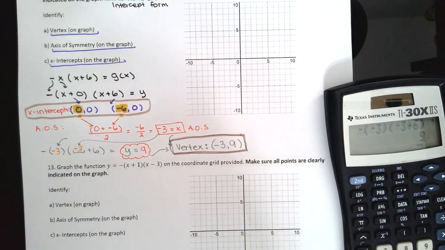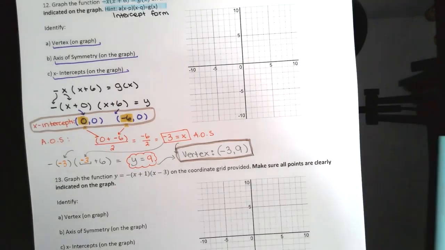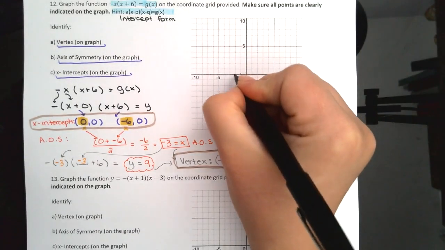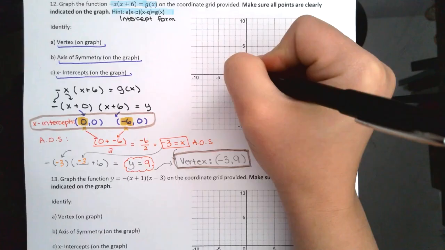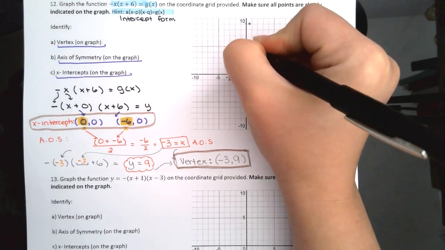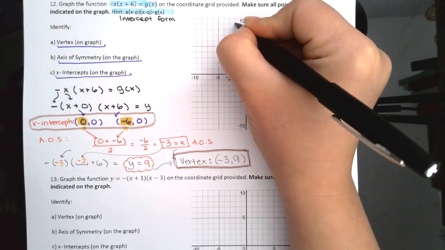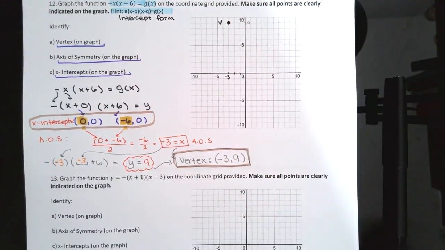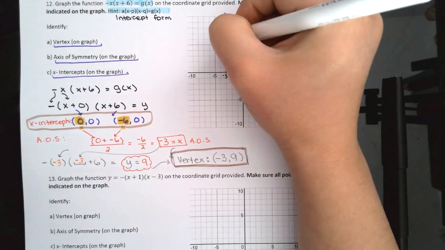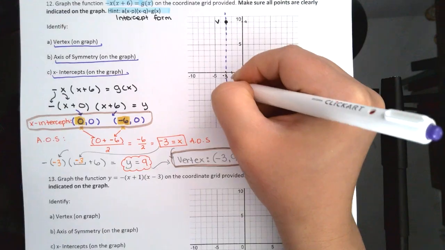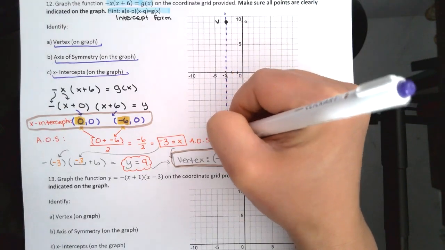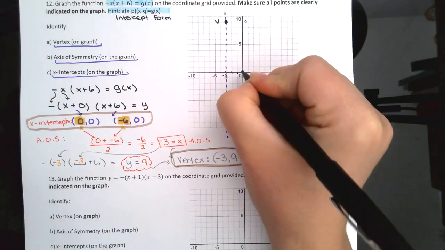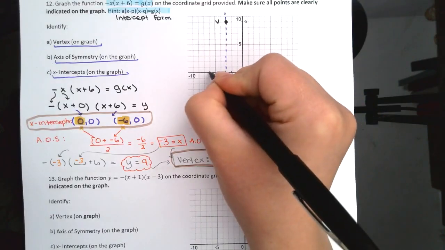How to graph. Let's start like we usually did with our vertex and our axis of symmetry. That I do need to see. So we start at 1, 2, negative 3, and positive 9, 5, 6, 7, 8, 9. Yep. There it is. That's our vertex. Dotted line through the vertex as an axis of symmetry. And your 2, 0, 0, and negative 6, 0.